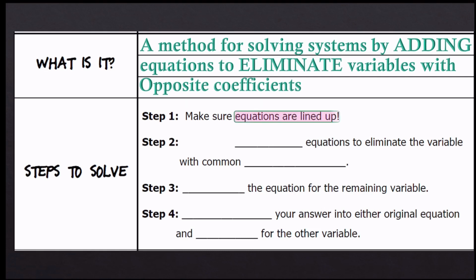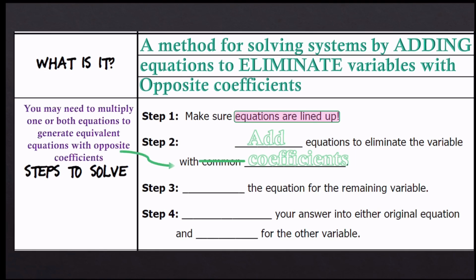Step two, we are going to add the equations to eliminate the variable with common. Now, it says common, but I want you to write opposite coefficients, okay? So cross out common and write opposite. Now, I also want you to add this note. You might have to multiply one or both equations to generate an equivalent equation that has the opposite coefficient. Don't freak out. We're going to show you what this looks like. We're going to have plenty of practice in it.